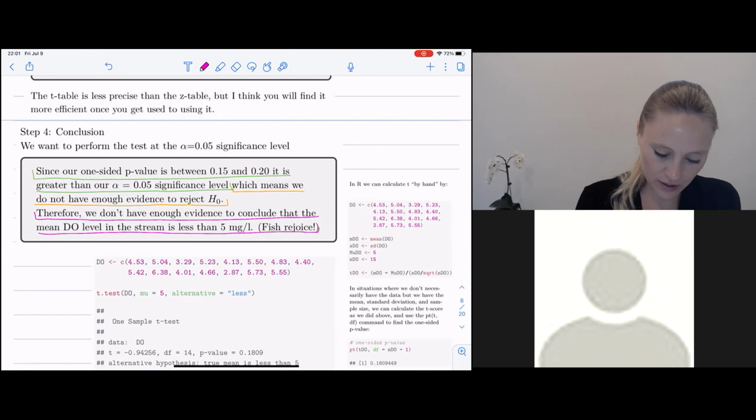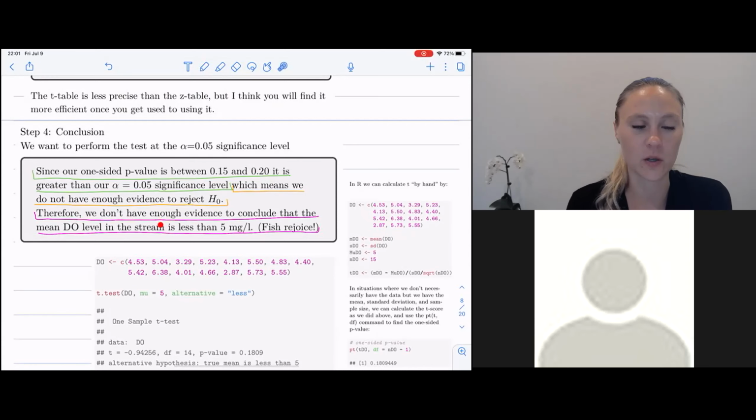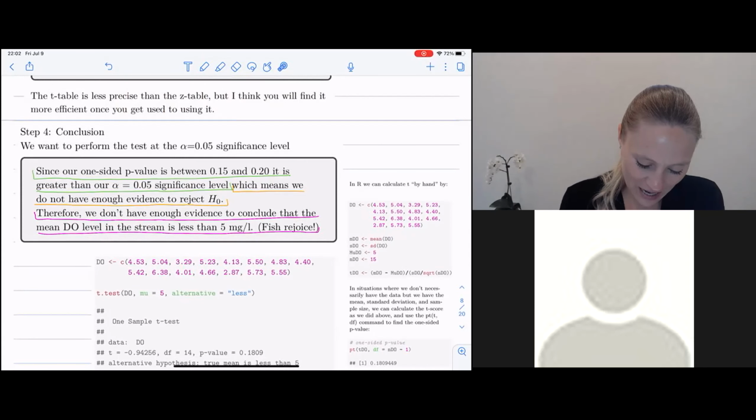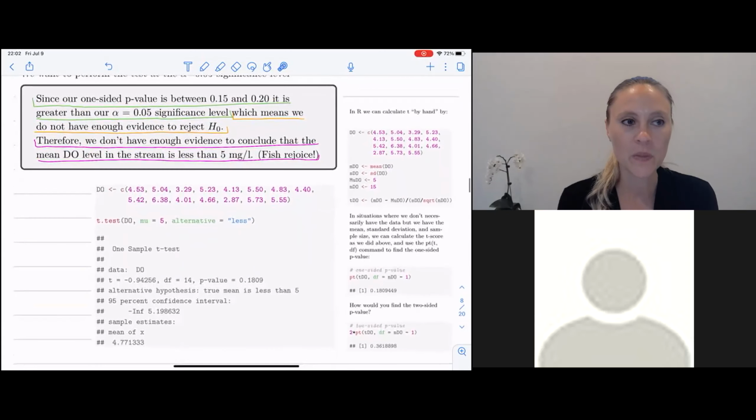So you always want to reformulate the question as an answer. I think the question was, is there evidence that the mean dissolved oxygen level is less than 5 milligrams per liter? Therefore, we do not have enough evidence to conclude that the mean dissolved oxygen level in the stream is less than 5 milligrams per liter. Fish rejoice.